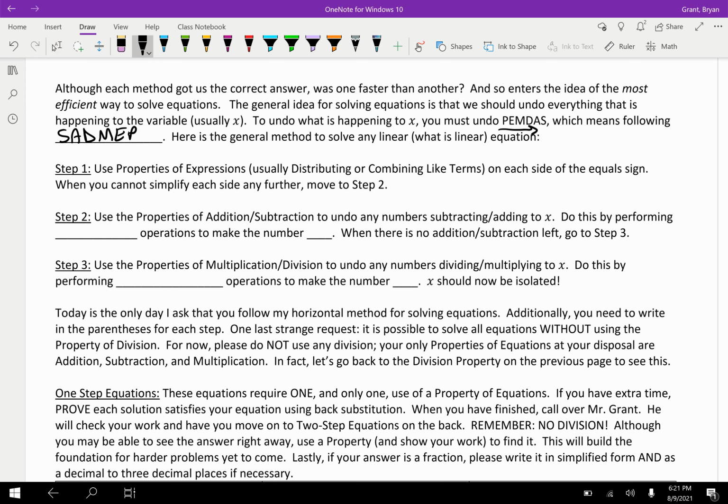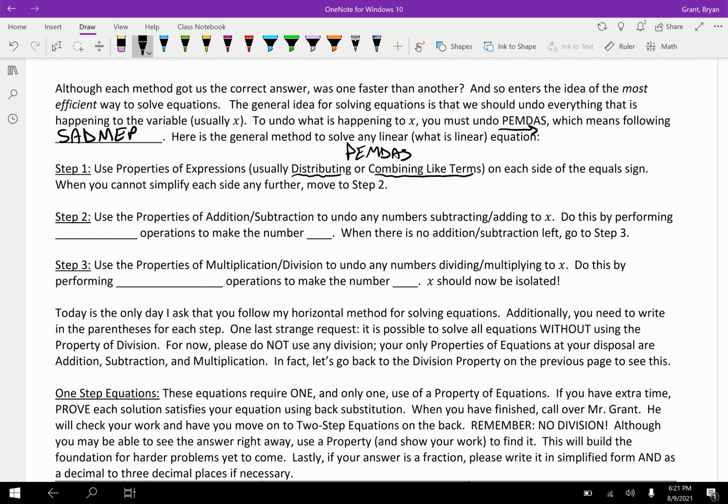Use properties of expressions. That's usually our distributive property or combining like terms. Sometimes it's PEMDAS as well, on each side of the equal sign. That's it. We're not doing something to both sides. Just look at each side separately. Once you've done everything on each side and you can't simplify any further, move to step 2.